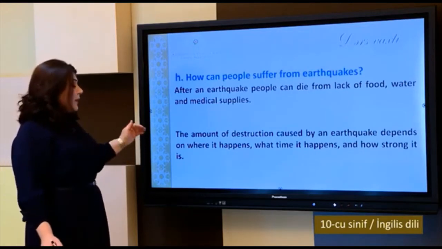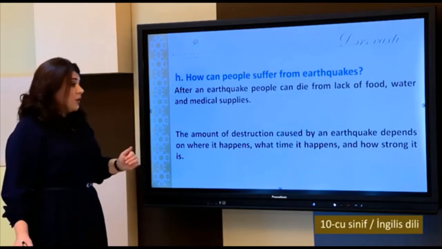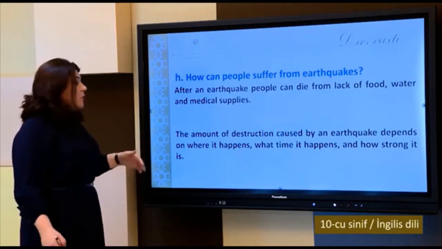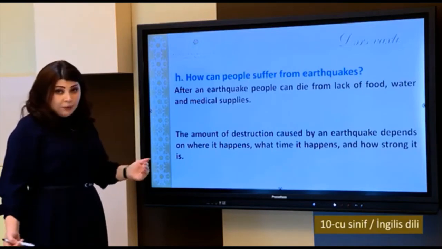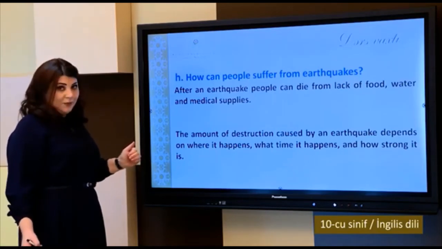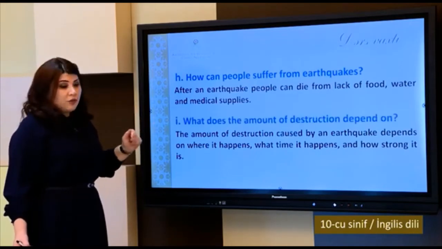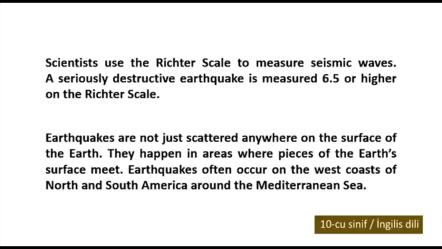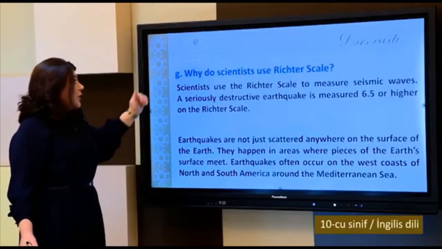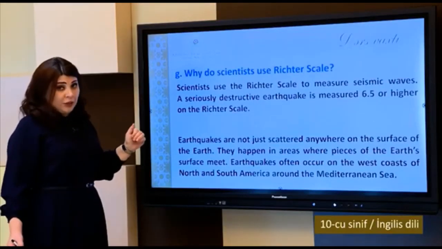Then, the next one. The amount of destruction caused by an earthquake depends on where it happens, what time it happens, and how strong it is. And here we'll choose variant I. What does the amount of destruction depend on? The next question. Scientists use the Richter scale to measure seismic waves. A seriously destructive earthquake is measured 6.5 or higher on the Richter scale. Here we choose question G. Why do scientists use the Richter scale?